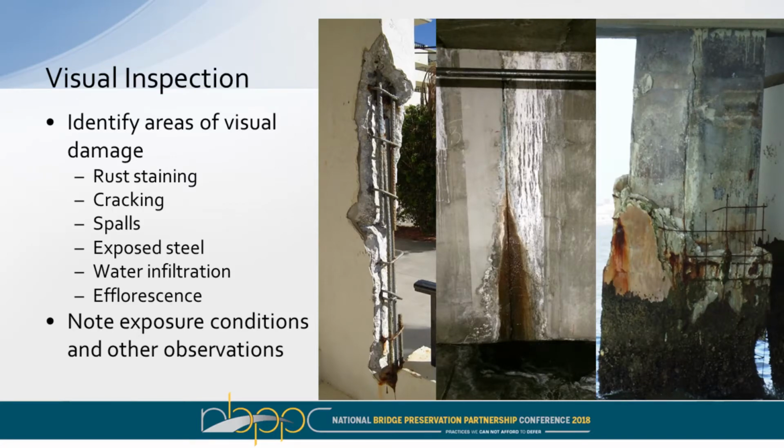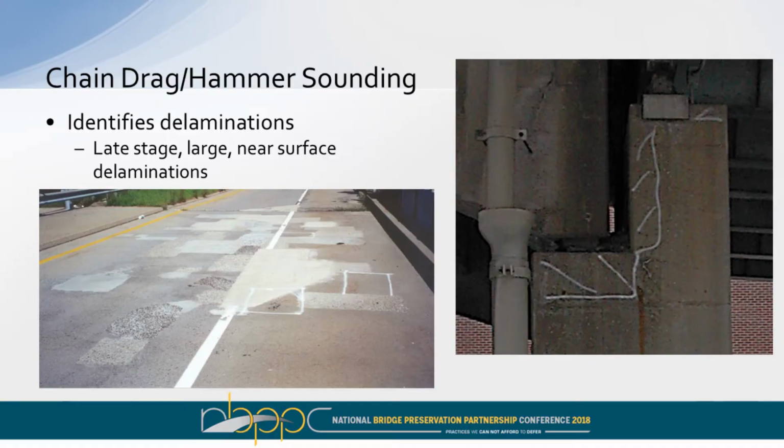So really understand that it's not just one tool that you need to use to understand the service life of a bridge. There are multiple conditions on a bridge at any one time, and you need to use multiple methods to really understand the condition of that structure. So obviously visual inspection is something we're all familiar with. We all do very, very well out on structures. Identifying rust staining, efflorescence, moisture penetration, cracking, spalling, exposed steel. These are the things that we're out there looking for in a visual inspection and are very critical in understanding the condition. In addition, typically we are doing chain drag operations, which identifies late-stage, large, near-surface delamination.